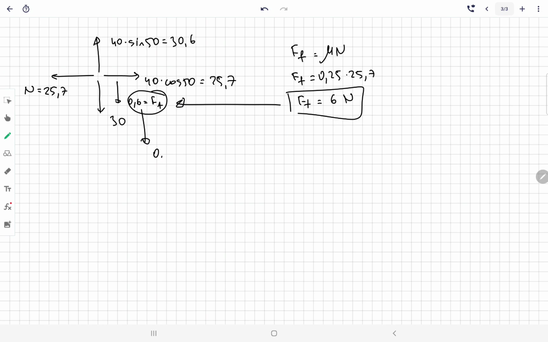Here we have a 0.6 friction force, which is much smaller than the possible maximum friction force, which is 6. So it's not moving. I think this is how we can check.